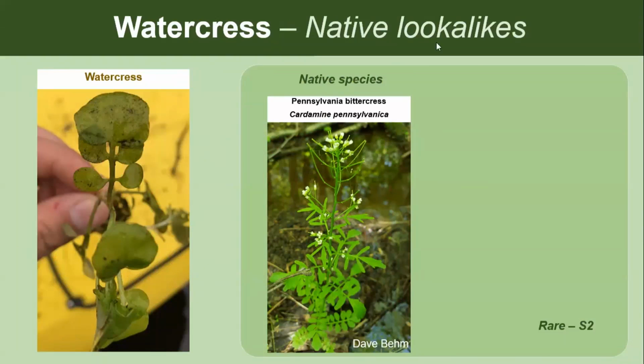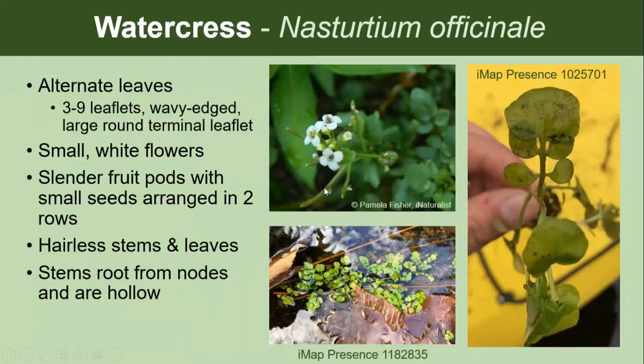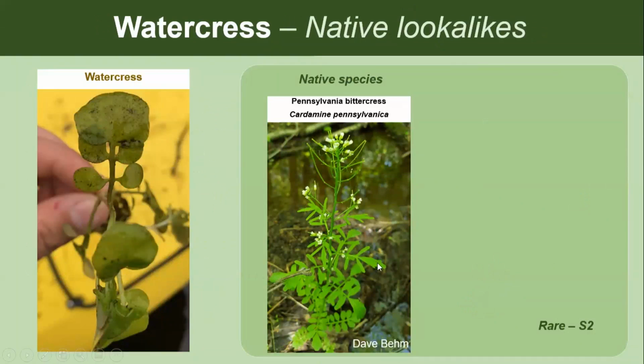There are a couple plants that look like it that you might find in the water. So I think the most common one that could be confused would be Pennsylvania bittercress, which is a native species here. So at first glance, it does look pretty similar. The flowers are kind of the same. One difference is that the fruits are very long. They're very long and narrow, which looks a little bit different than the watercress. And also the leaves are a little bit different. So they have kind of a similar structure, but the leaflets are very long and narrow.